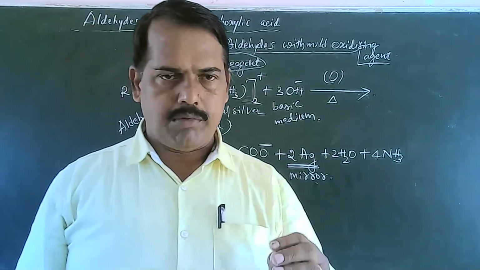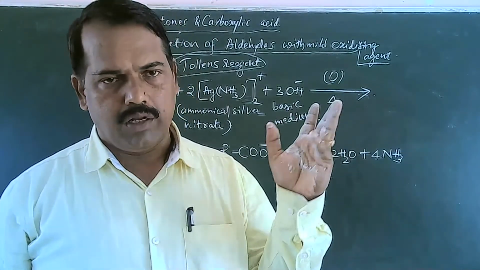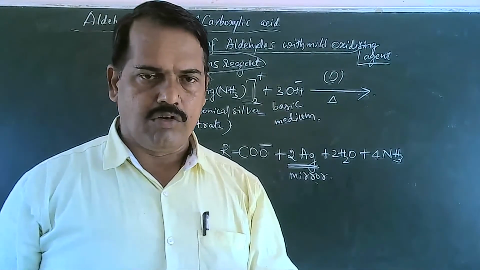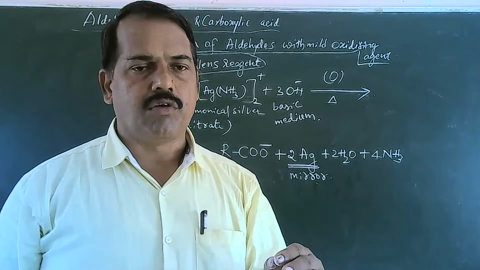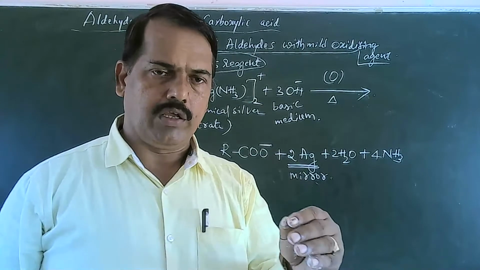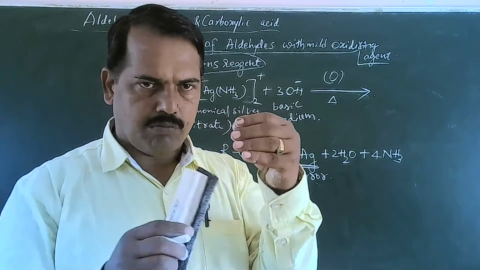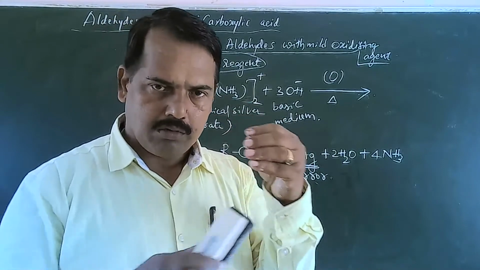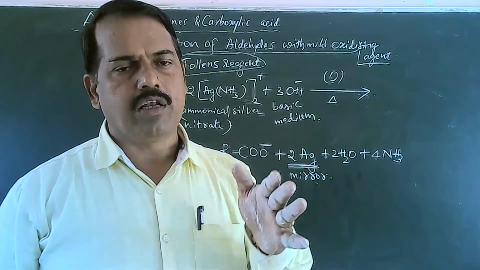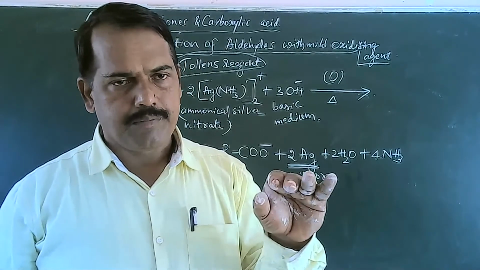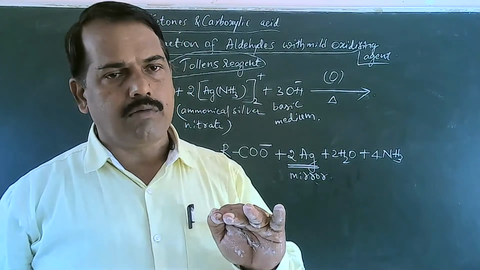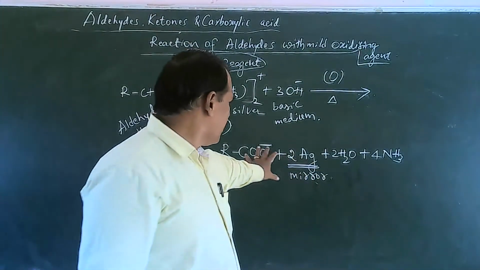In a test tube, we take 1 ml of an aldehyde, add 2 to 3 drops of ammonium hydroxide, then add silver nitrate solution, and that mixture is called Tollens reagent. Heat it slowly along the sides of the test tube, and we will get a beautiful silver mirror. That is nothing but the liberation of silver. It is an oxidation reaction. An aldehyde gets converted into a carboxylate ion.